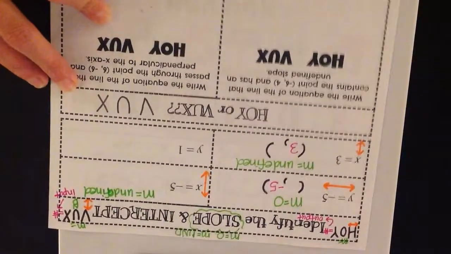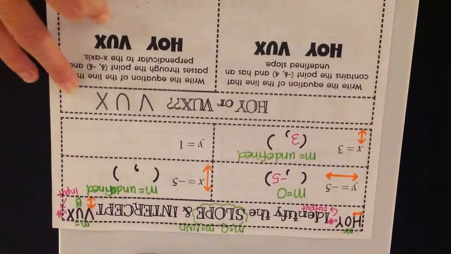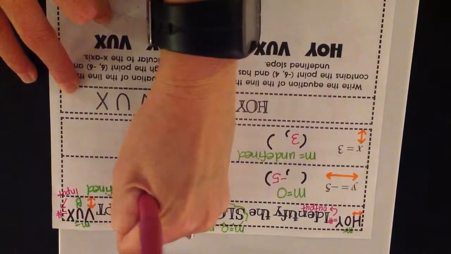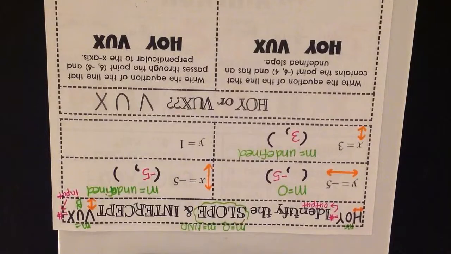And now I should be able to tell you if this point, or this number really, is an input or an output value. Well, if it's x, another word for x is input, so this -5 is an input value. So it would go first in the ordered pair.